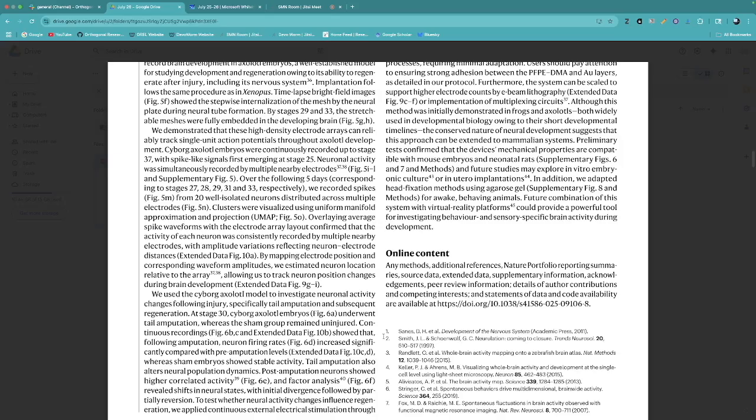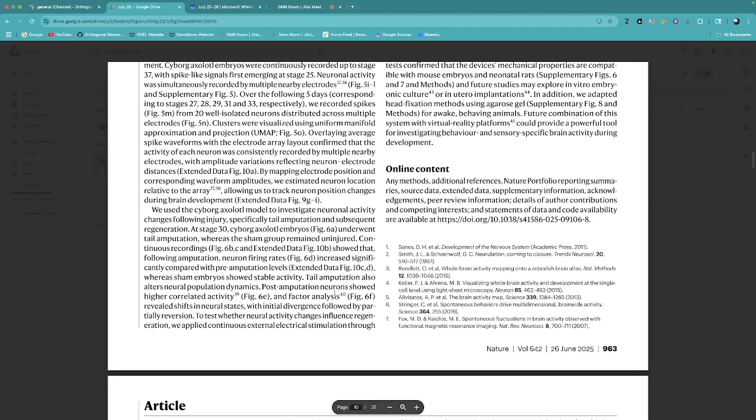Continuous recordings showed that, following amputation, neuron firing rates increased significantly compared with pre-amputation levels, whereas sham embryos showed stable activity, as we saw in that figure. Tail amputation also alters neural population dynamics. Post-amputation neurons showed higher correlated activity, and factor analysis revealed shifts in neuronal states, with initial divergence followed by partial reversion.